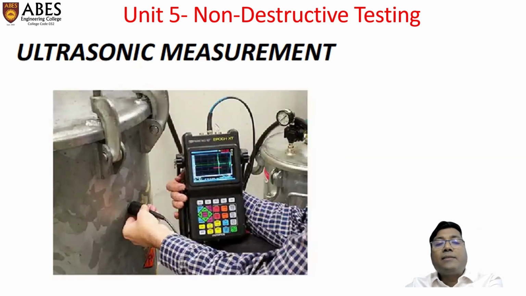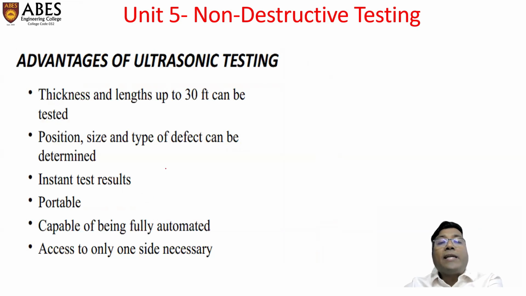Ultrasonic measurement techniques. Here we can see how it can be done. Advantages of ultrasonic testing. Thickness and length up to 30 feet can be tested. Position, size, and type of defect can be determined. Instant test results can be obtained. It is very portable. It's capable of being fully automated. Access to only one side is necessary. Only one side is also enough for the pulse echo type ultrasonic testing to be done.